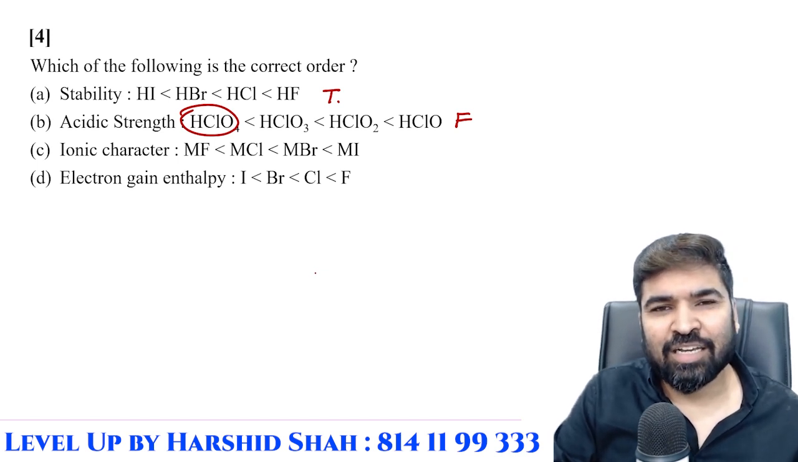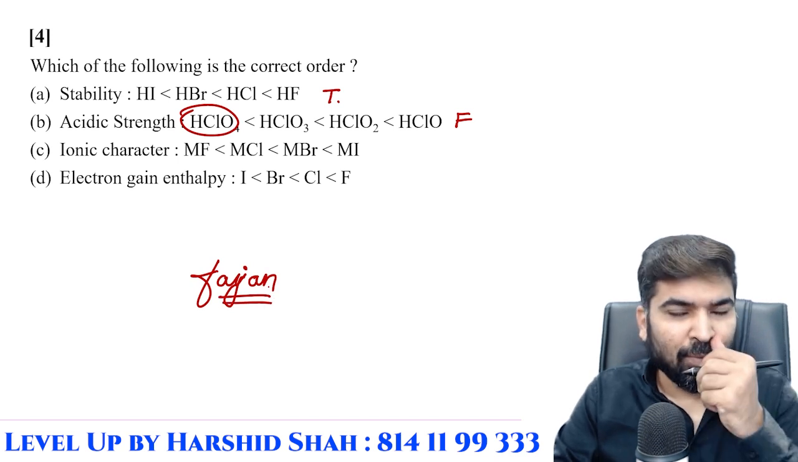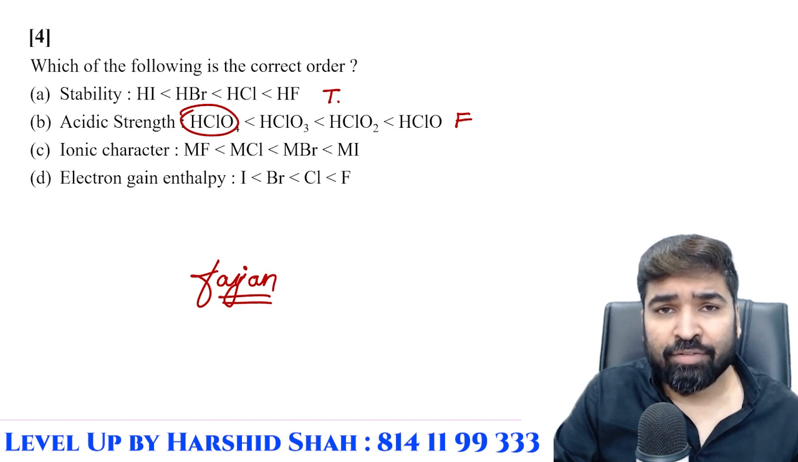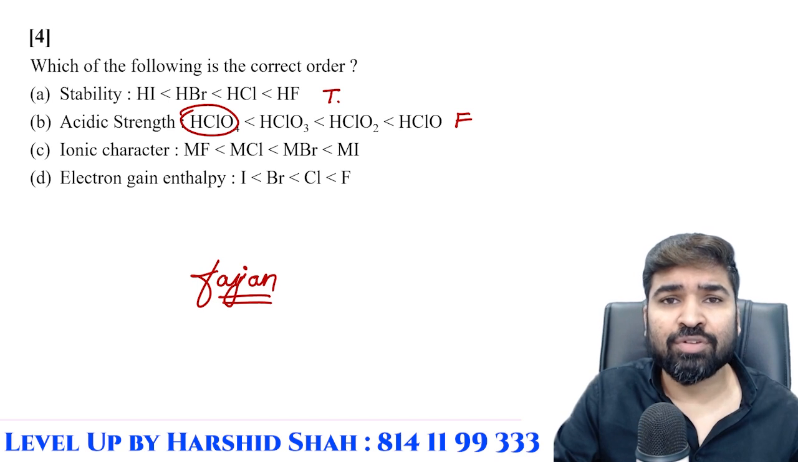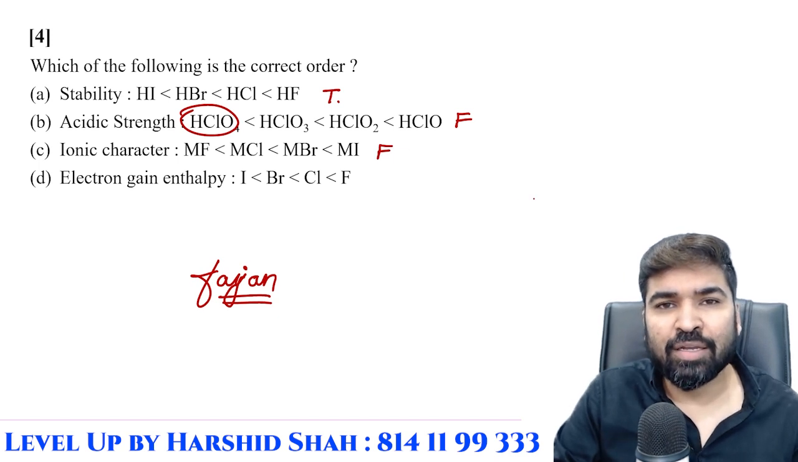Ionic character, according to the Fajan's rule that we have already studied, right? Fajan's rule. Fajan क्या कह रहा है भाई? Fajan कह रहा है the metal fluoride will have the more ionic character because of the F minus being the smallest size, right? Due to the F minus being the smallest in size and M being the same all over, MF should have the most ionic character. So this is false. MI is the most covalent.